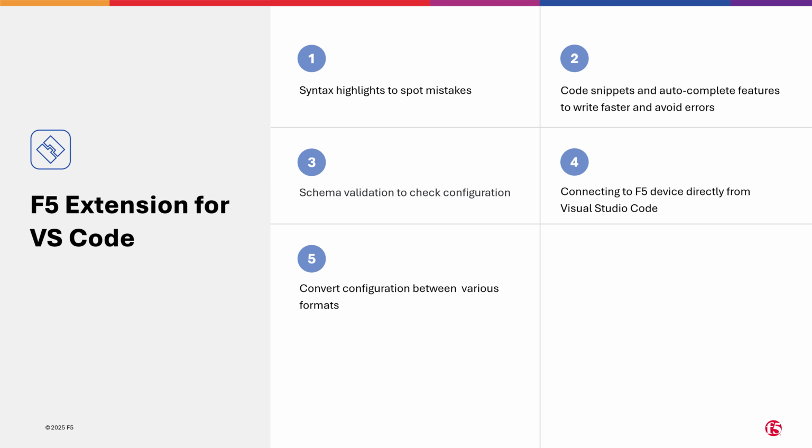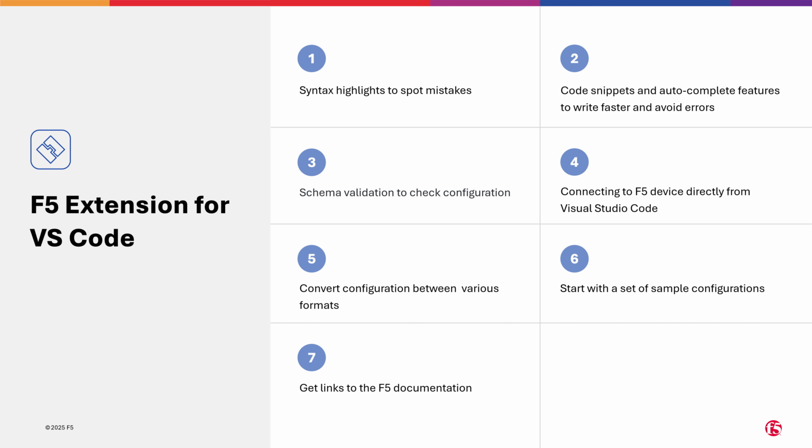If you need to work in a different format, the extension can convert your configuration between JSON and YAML. If you need help, the extension gives you a set of examples to get you started. You can find sample configurations for AS3, Declarative Onboarding, and Telemetry Streaming. It also provides a set of links to the F5 documentation. You can quickly find guides, best practices, and troubleshooting steps.